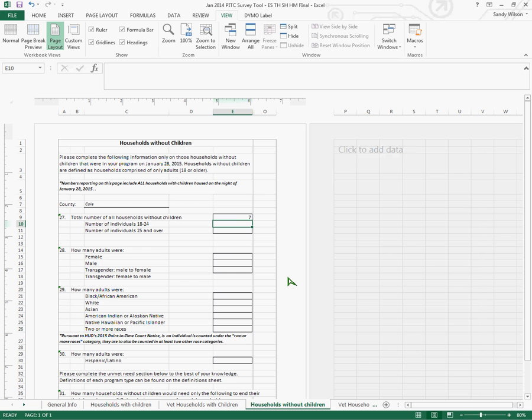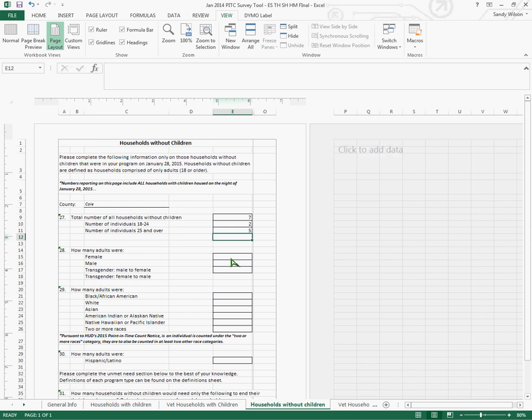I want to identify within those 7 households how many individuals were between the age of 18 to 24, and in this example we had 2, and how many of those individuals were someone who was 25 or older, and in this example we have 5. As you can see here, we had a total of 7 individuals in our 7 households. We did not, in this example, have a household with 2 adults presenting.